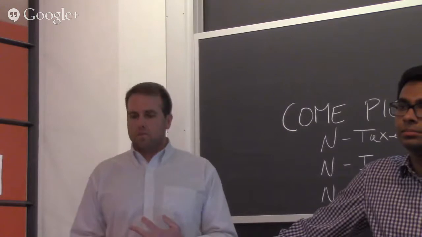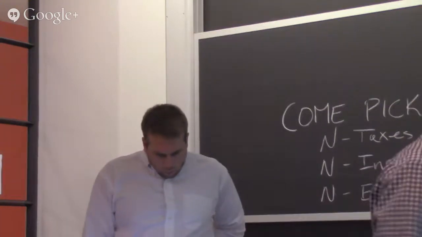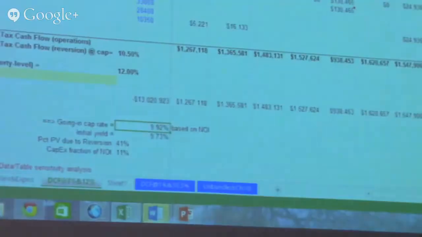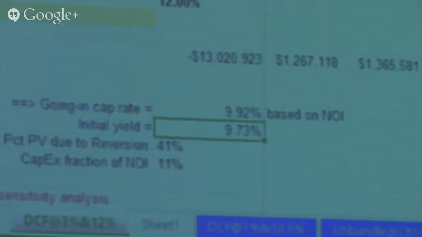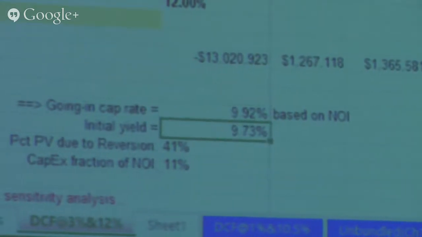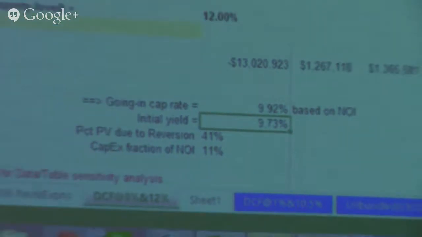Why are B62 and B63 different? Which one? Going-in cap and initial yield. One is based on the NOI, the other is based on the net cash flow, which is NOI minus CapEx. That's a good question.